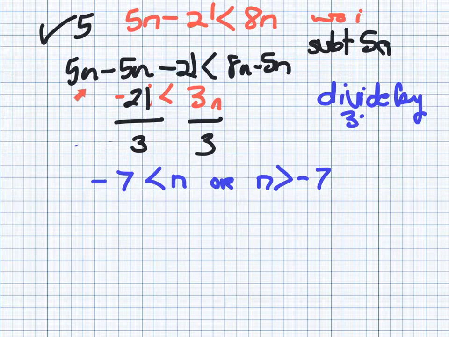And so how we work it out here, I wrote the original inequality. Now I'm going to subtract 5n from both sides. So 5n minus 21 is less than 8n minus 5n. Now I'm left with negative 21 and 3n, so I'm going to divide by 3 to isolate the n, and then I'm left with negative 7 is less than n, or I could say n is greater than negative 7.